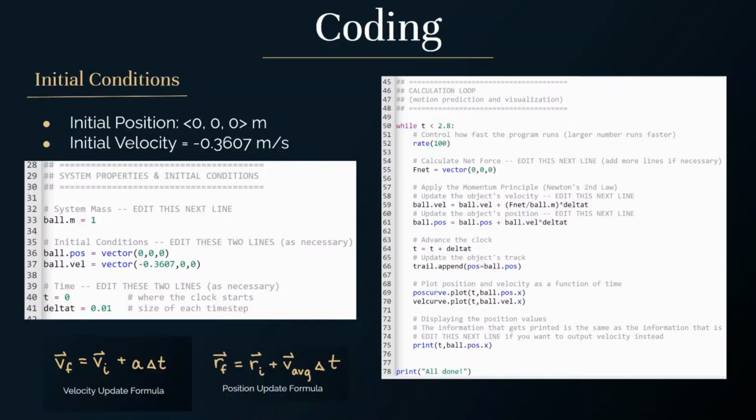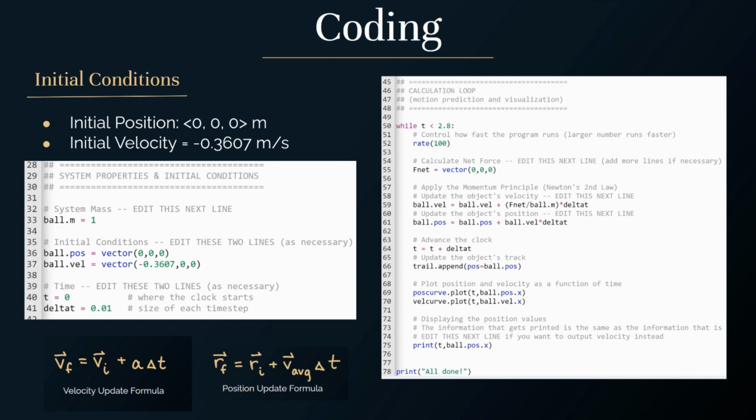So this is the coding part of the project. The initial conditions I set as initial position, which is 0 in the x position, 0 in the y, and 0 in the z position. The initial velocity I found as negative 0.3607 meters per second. I found this number by calculating the average velocity, so the total distance divided by the total time. I set the mass of the ball as 1 because it cancels out, so essentially this number does not matter.